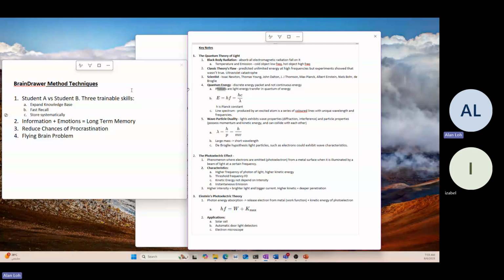So next, wave particle duality, right? Wave particle duality: light exhibits wave properties, diffraction and interference, and particle properties, momentum, kinetic energy, and colliding with each other. And there's a formula, don't worry about that yet. Large mass is equivalent to a shorter wavelength. The de Broglie hypothesis: particles such as electrons could exhibit wave characteristics. Totally doesn't make sense. Does it make sense for you? If it does, then you are Einstein.